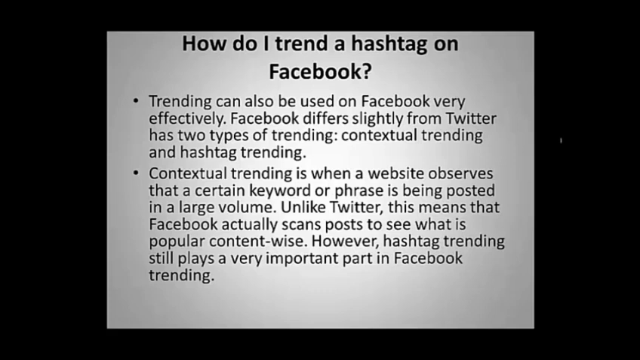Contextual trending is when a website observes that a certain keyword or phrase is being posted in a large volume. For example, if you go on Facebook, in their trends section, you could see that, I believe recently Joan Rivers passed away, unfortunately, and Joan Rivers was a trend, but there was no hashtag. It was just Joan Rivers. That's an example of Facebook's contextual trending, because so many people included Joan Rivers in their statuses that it picked up as a trend. So you definitely want to pay attention to your keywords in Facebook when you're doing your split tests and building up your trending, because Facebook is going to pay a lot more attention to that than Twitter is.